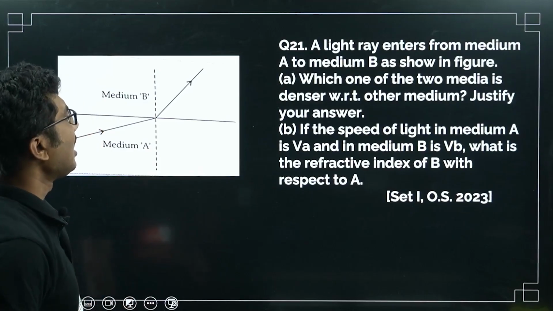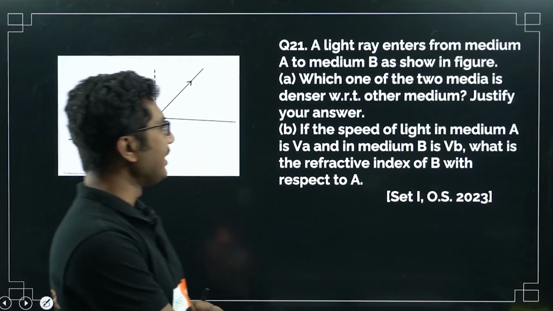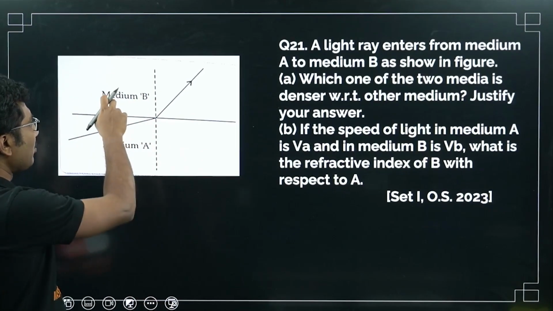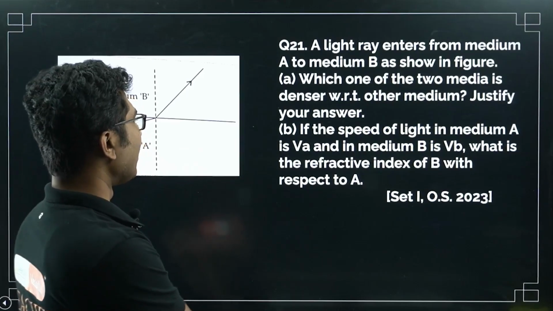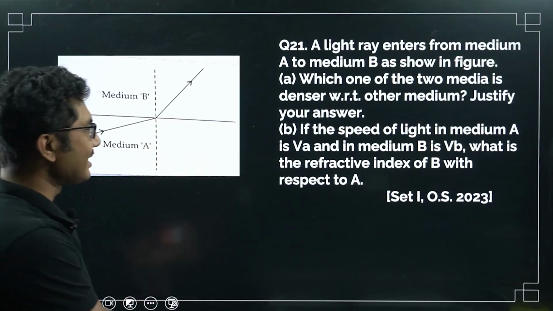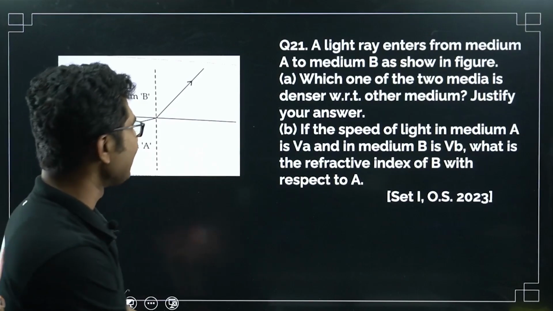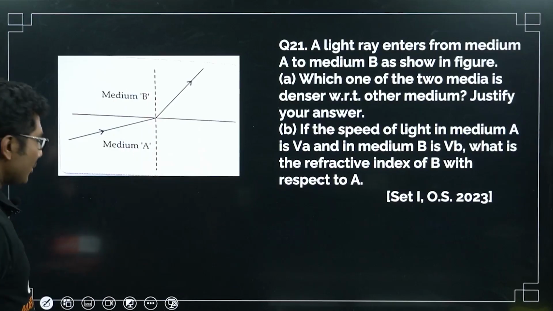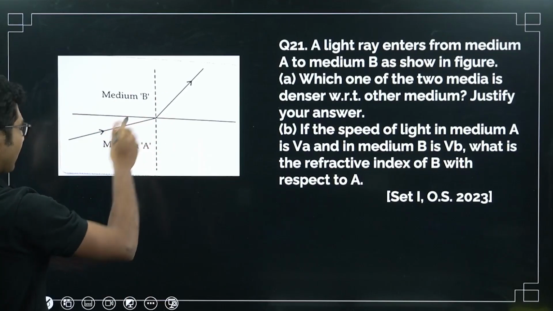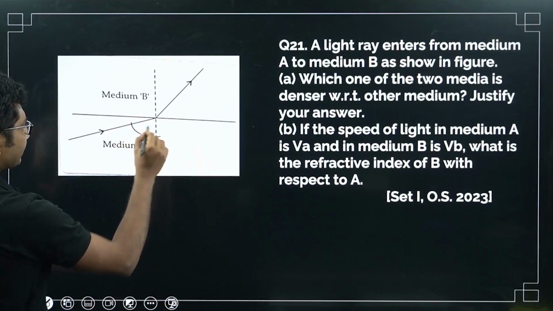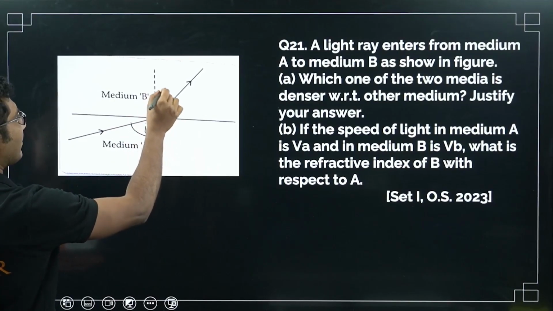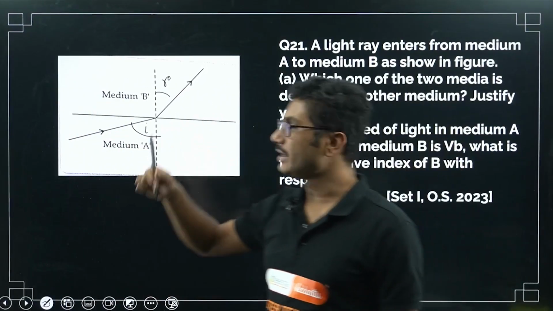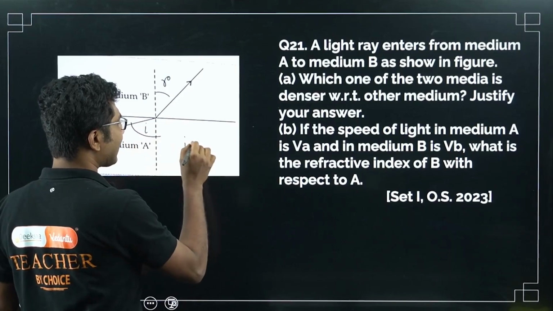Now next question: a light ray enters from medium A to medium B as shown in the figure. Which one of the media is denser with respect to the other? Justify your answer. Now you can see that a light ray is traveling from here to here. Here the angle of incidence, suppose, is I. Here the angle of refraction is R. Now which one is greater, I or R? From the figure it is clear that I is greater than R.